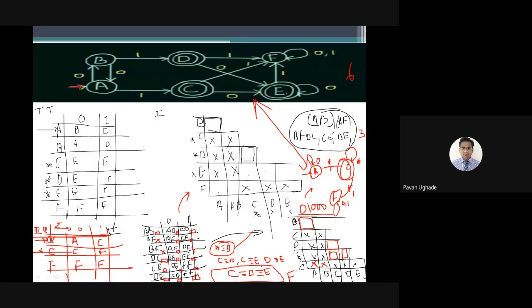It is accepted. If I have written 1 here, guys, what happens? Just check it out. 0, 1, 3 times 0 and then 1, it is going to a non-final state. So it will be rejected. So we'll check it out with this. What is going to happen?